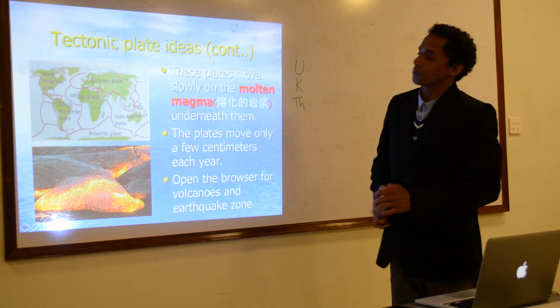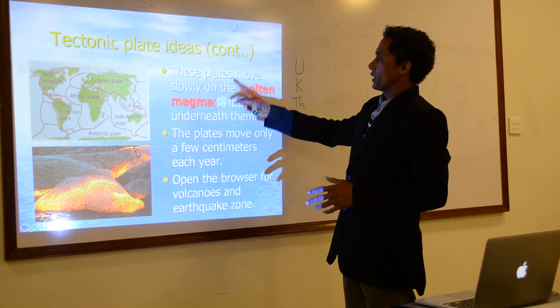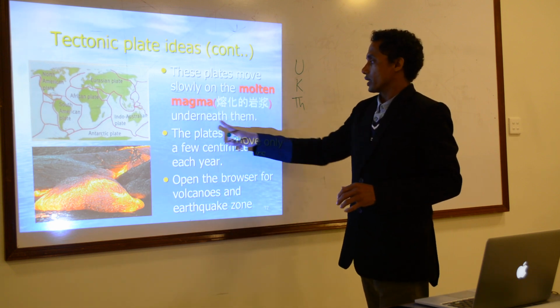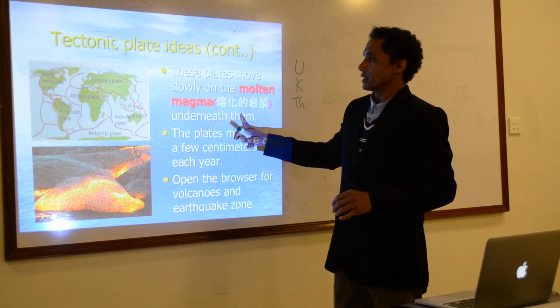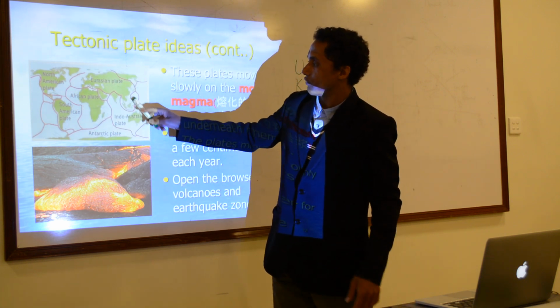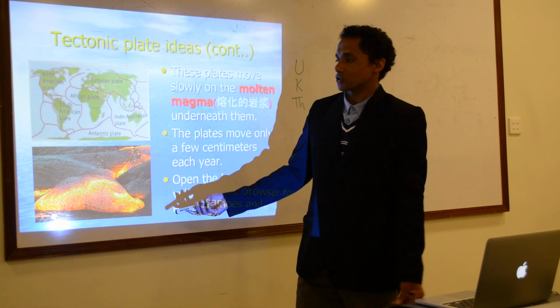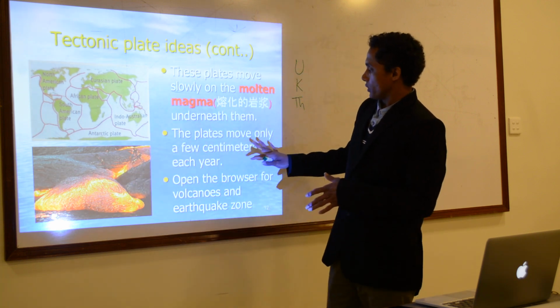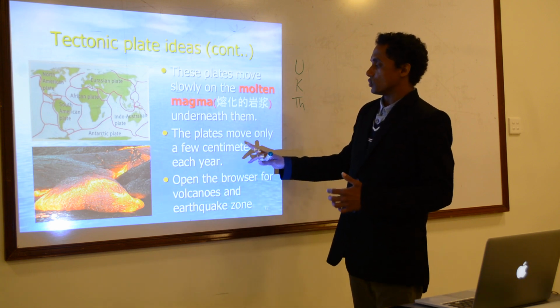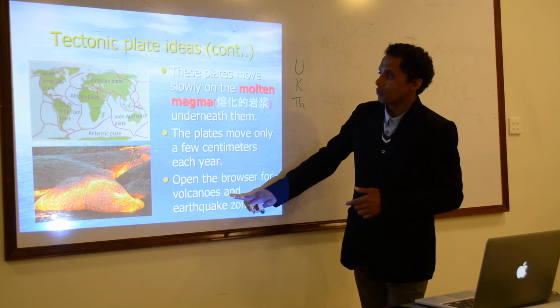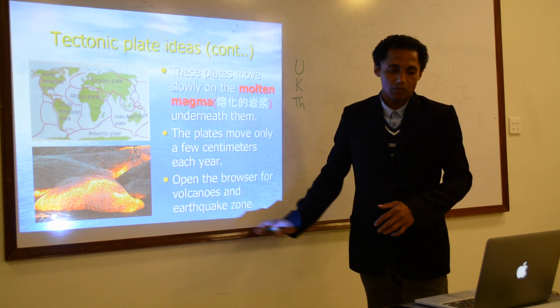Okay, so the tectonic plate theory is still continuing. In this theory, these plates move slowly on the molten magma underneath them. We can see here all these tectonic plates, and we have molten magma here. Later we will see how these plates move slowly each year. We will see in a different browser how these tectonic plates move over time.